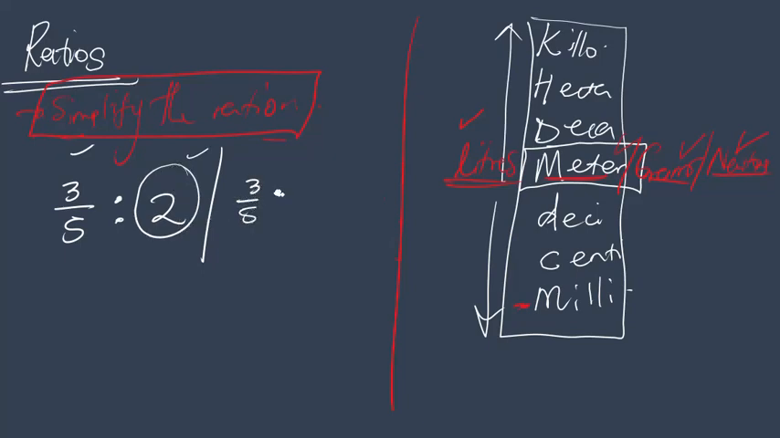So 3 over 5 is the same as what? How do you write 2 as a fraction? You divide it by 1. It's 2 over 1. All set. And then from there, what you want to do now is to have the same denominators. Let me use orange. Maybe you'll see it better. You want to have the same denominators.